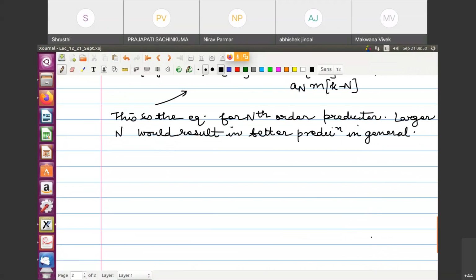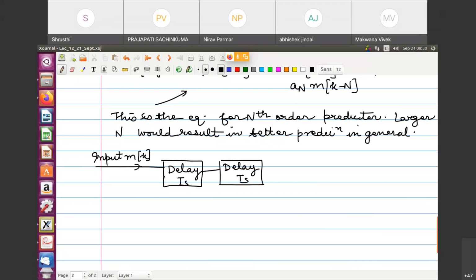So let me just draw this model. We have an input. When I am writing m of k as the input, it means that it is a series which is coming in. So you first have a delay block, delay by Ts. Then you further delay by Ts. And suppose this is your nth delay box, delay by Ts only, but this is the nth block.